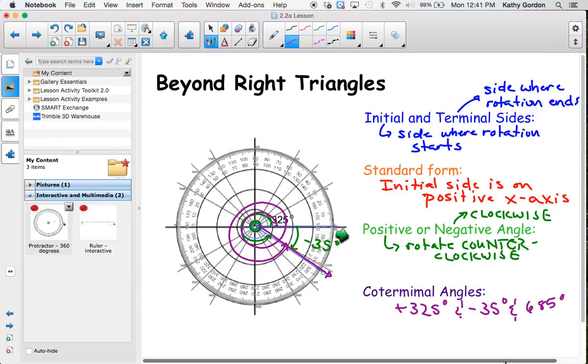Okay, so the moral of the story is when we talk about coterminal angles, there are lots and lots and lots and lots of different possibilities that are all correct because we can keep rotating as many times as we want to, both positively and negatively.